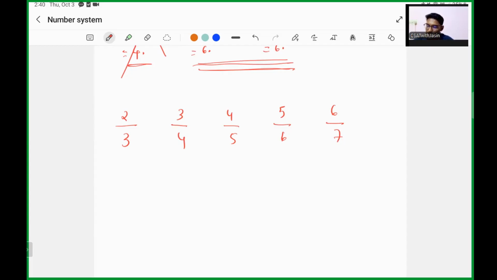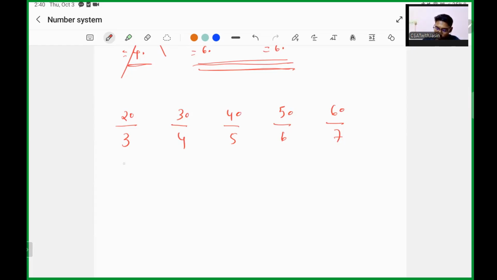Others? I got one answer, which is 6 by 7. Okay. Actually, here you can mix up our two methods. First, you can just add a 0 in all these numbers. Then you do the approximate division.